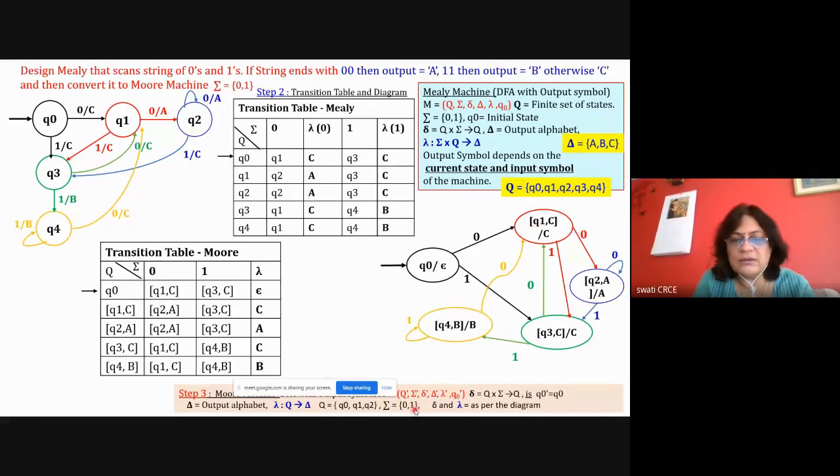Okay, so it is Q dash, sigma dash, delta dash, lambda dash, Q0 dash, and say that delta is Q into sigma equal to Q, and then lambda for the output, that is 0, okay, that is ABC. Lambda is ABC, and capital Q is Q0, Q1C, Q2A, Q3C, and Q4B. So write down that answer, and then the answer is over.